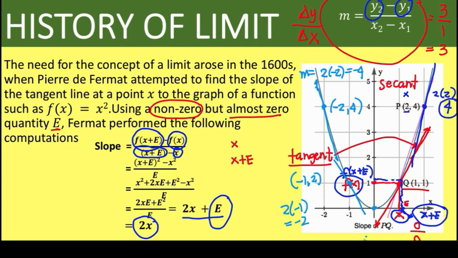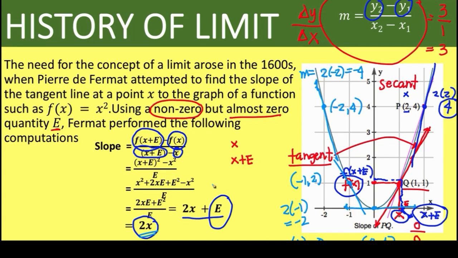The coordinate here is (0, 0). That means x is 0. So 2 times 0 is 0. That means the slope of the line at the point of origin is 0, and that is a horizontal line.